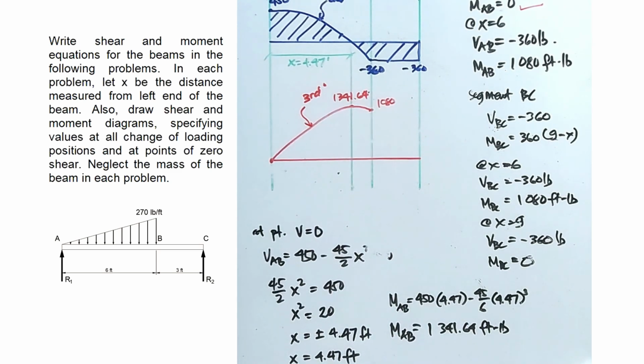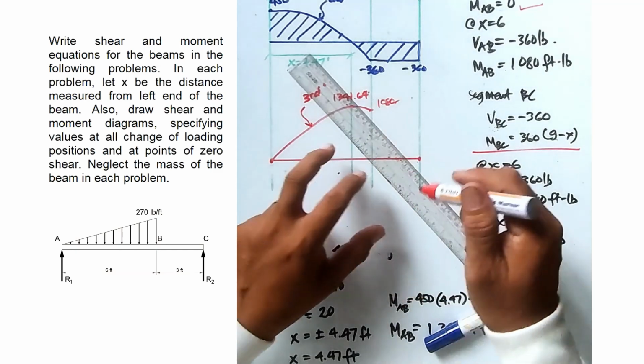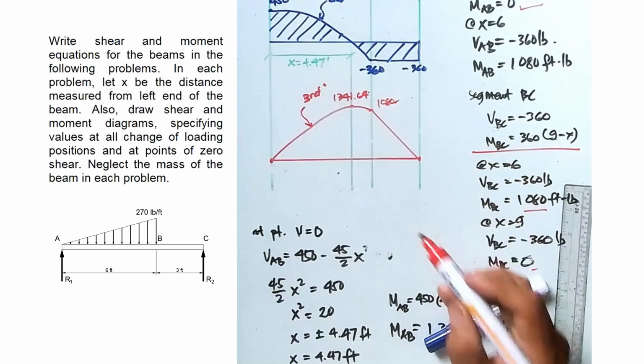And then segment BC, the moment at x equals 6 is 1,080, this one. So at x equals 9 it is 0. So let's look at the equation. It's this one, so it's a line. So we'll connect that with a line and we will have this.